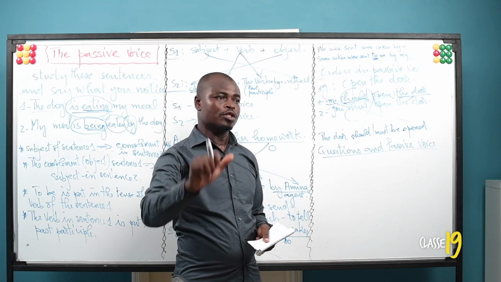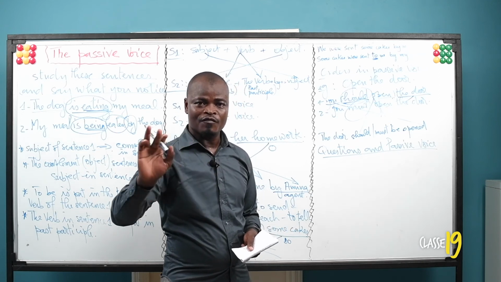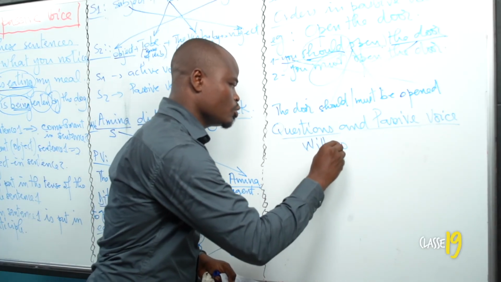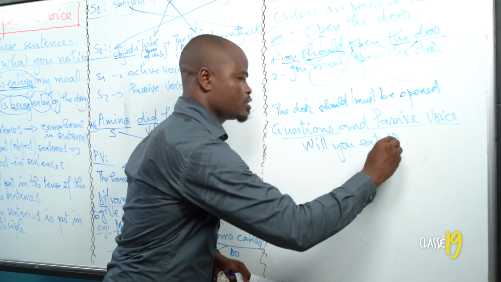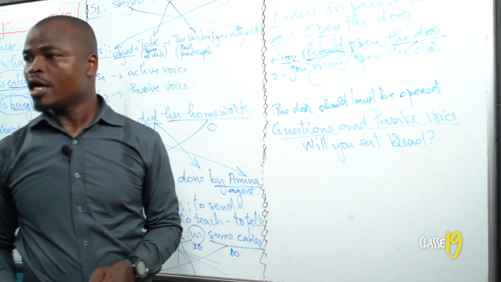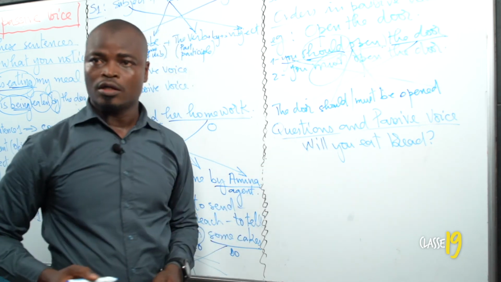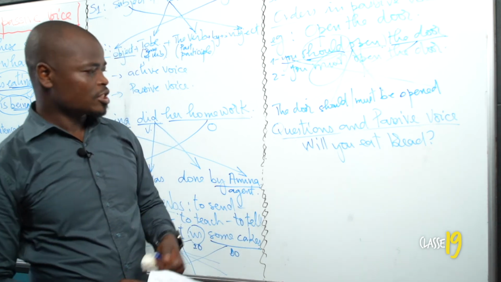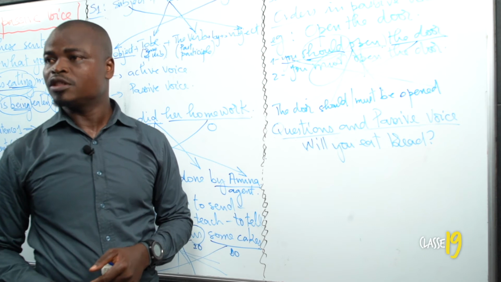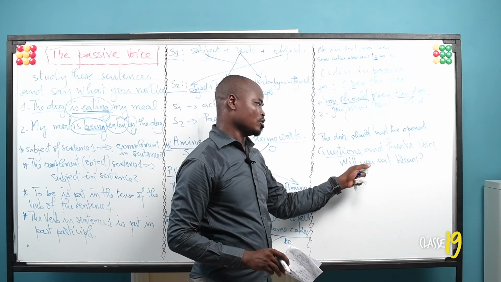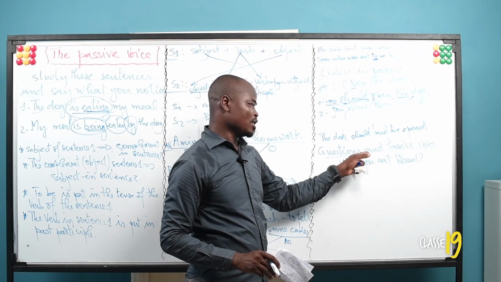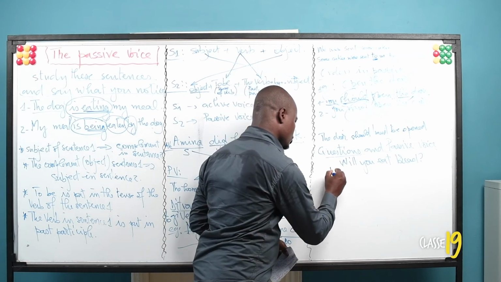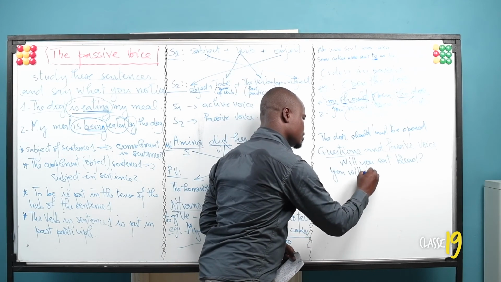Those questions always start with the auxiliary. Example, will you eat bread? Here is a yes or no question because it starts with an auxiliary. To make things easy for you, let's put this sentence into affirmative form. Into affirmative form, we just place the subject before the auxiliary. So we have you will eat bread.